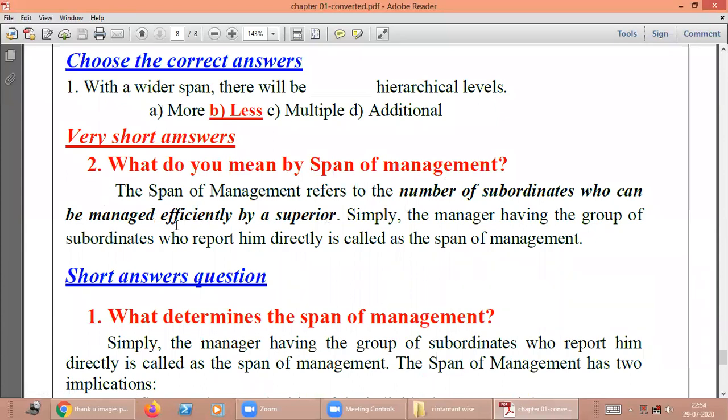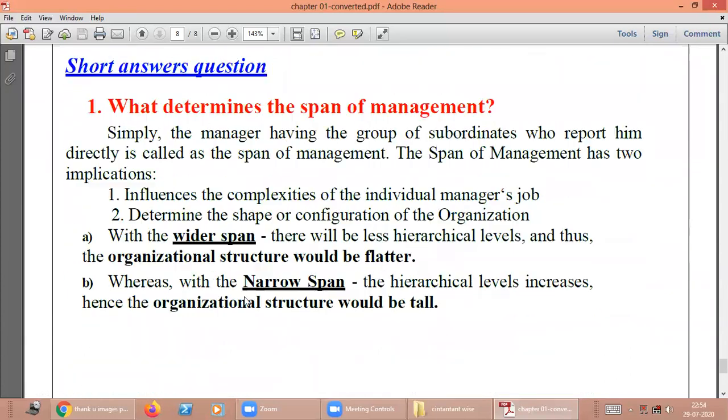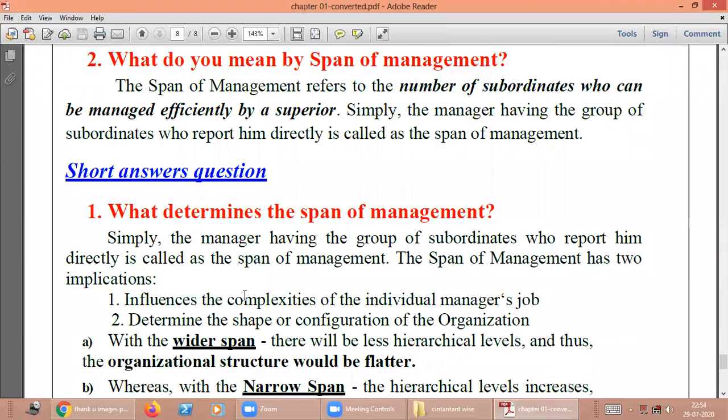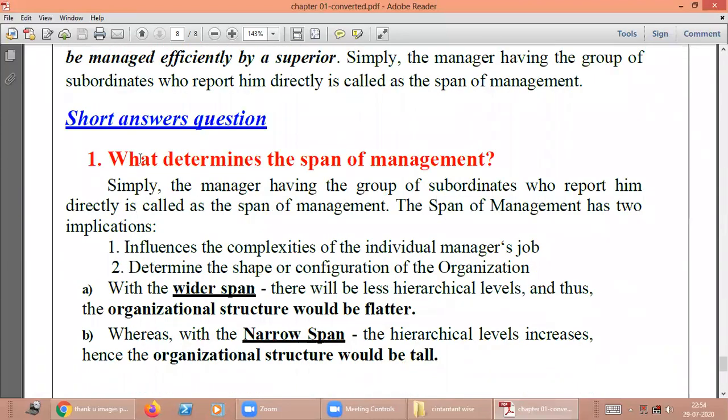What is the meaning of span of management? It will be repeated in the 3-mark question. Let us see the 3-mark question: What are the determinants of span of management? It's simple. The manager has a group of subordinates who report directly to him, and this is called the span of management. The span of management has two implications.